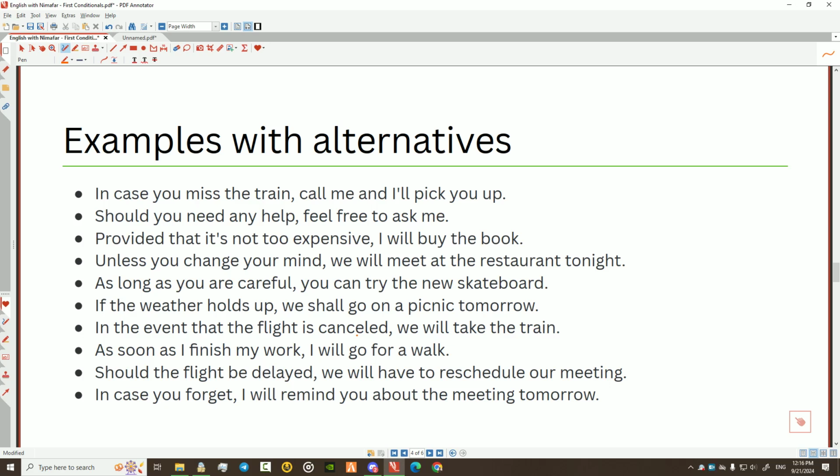In case you miss the train, call me and I'll pick you up. "In case" means just a precaution, or just to be ready, just to know. Don't worry if you miss the train, it's okay. Call me and I'll pick you up. Maybe you don't miss it, but if you do, that's okay.